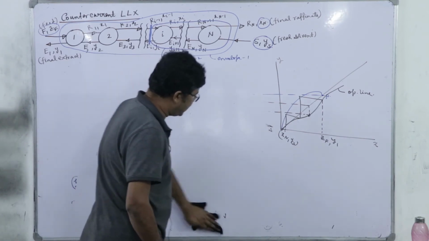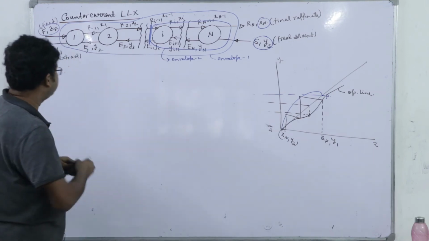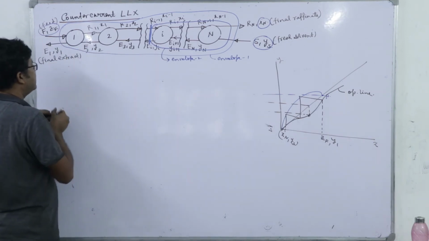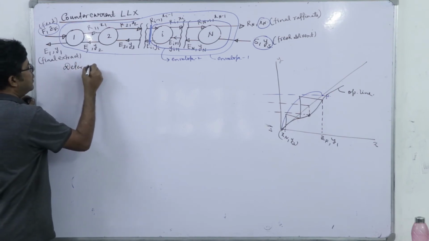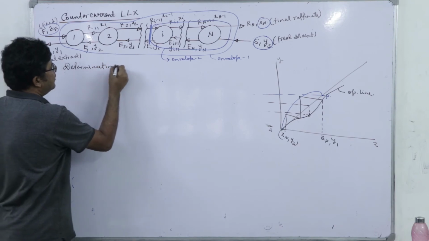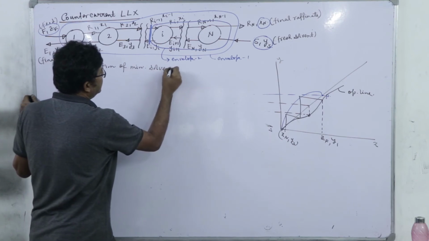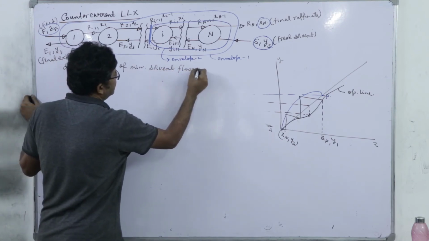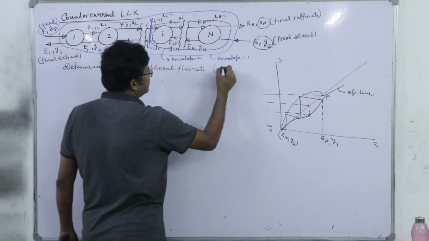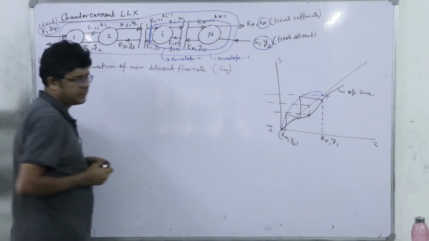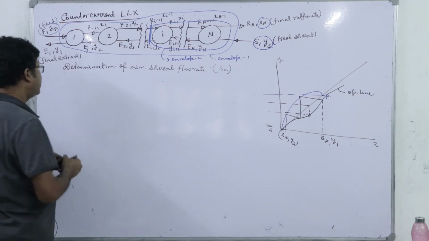For the minimum solvent flow rate, I am not going into the detail for these immiscible systems. I will just describe the process, and you can understand. This is the construction simply. See, determination of minimum solvent flow rate, that is S_M.